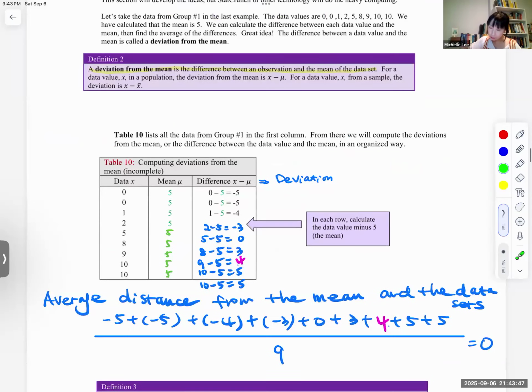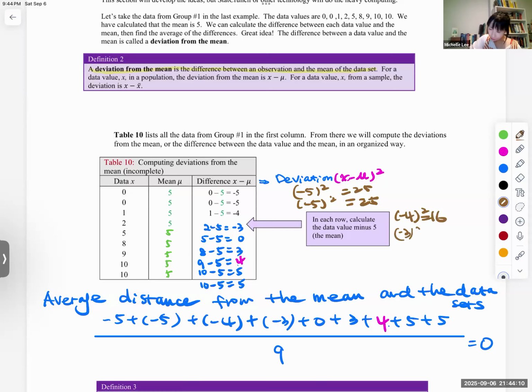Let's do that here. I want to make x minus mu squared. So that will be negative 5 squared, which is 25. Then negative 4 squared, which is 16. Negative 3 squared, which is 9. 0 squared, which is 0. 3 squared, which is 9. 4 squared, which is 16. 5 squared, which is 25. 5 squared, which is 25 as well, right?